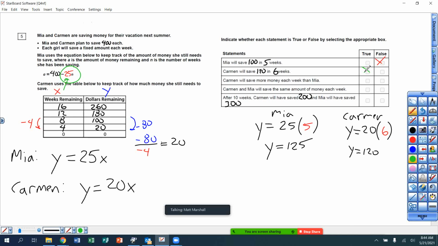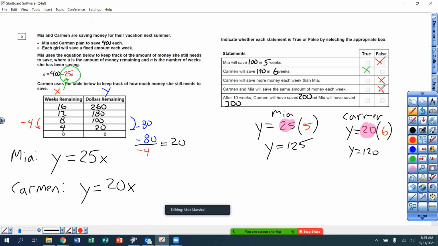All right, Carmen will save more money than Mia. No, because Carmen is saving $20 per week, but Mia is saving 25. So that would be false right there. If Carmen's number was 30 and this was 25, then that would have been a yes. And then for sure this one's no, because they don't have the same number.